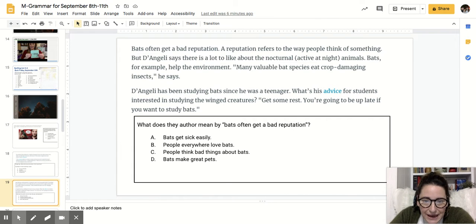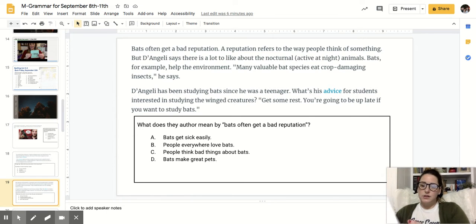What does the author mean by bat? Bats often get a bad reputation. A, bats get sick easily. B, people everywhere love bats. C, people think bad things about bats. D, bats make great pets. I'm going to say bad rep, question mark.